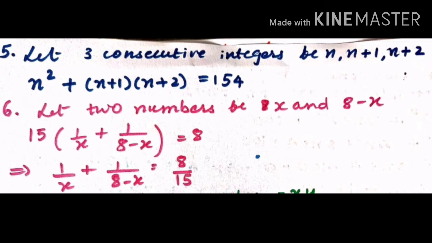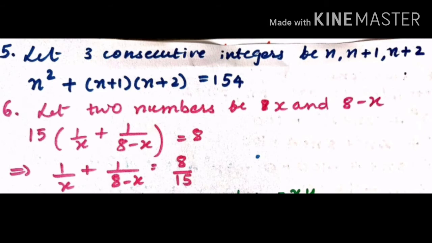Now I am explaining question number 6. The sum of two numbers is 8 and 15 times the sum of their reciprocals is also 8. Find the numbers. So let two numbers be x and 8 minus x. Why x and 8 minus x? Because it is written the sum of the two numbers is 8. Now you just check here, x plus 8 minus x. So x gets cancelled, we get 8, means the sum of our numbers is 8, means correct.